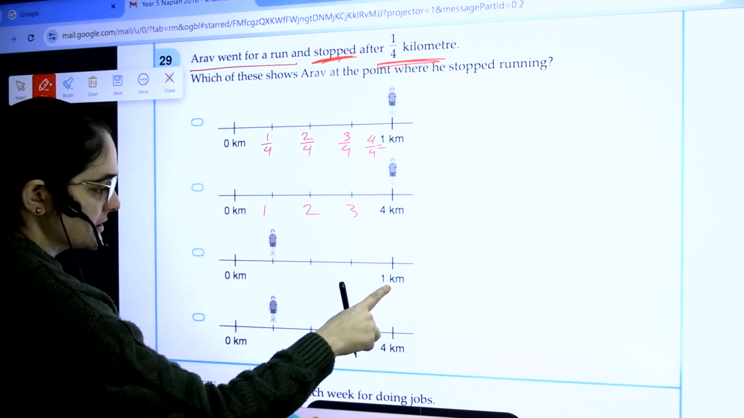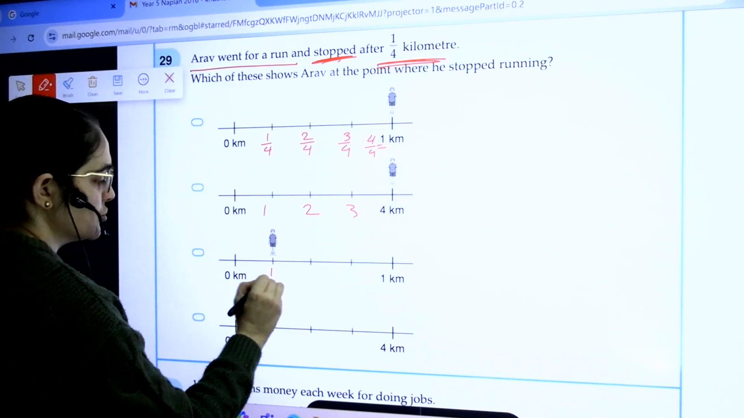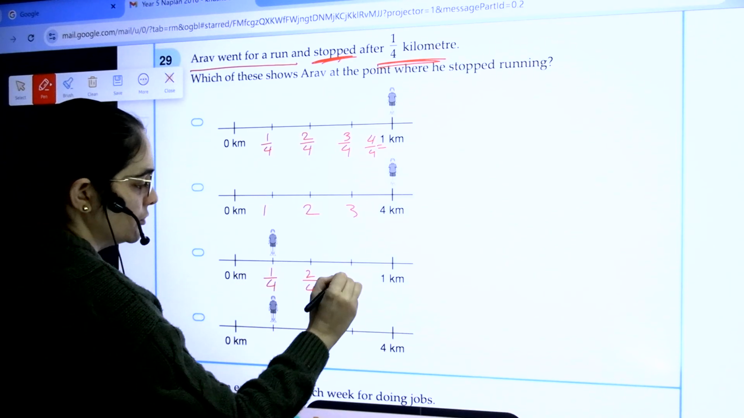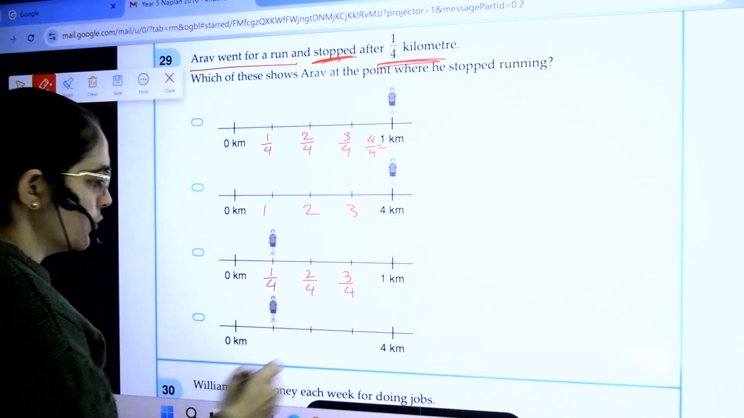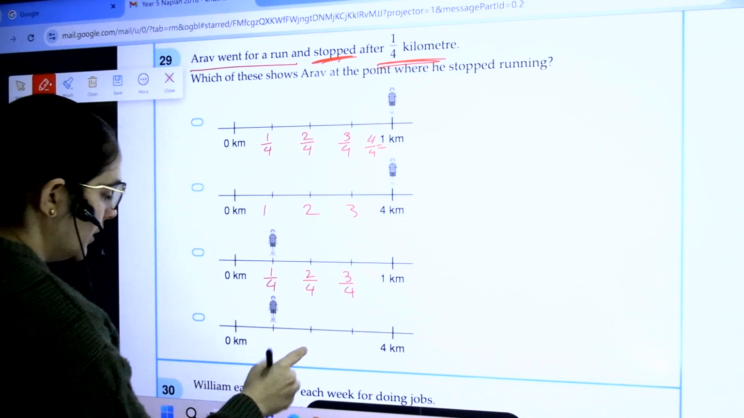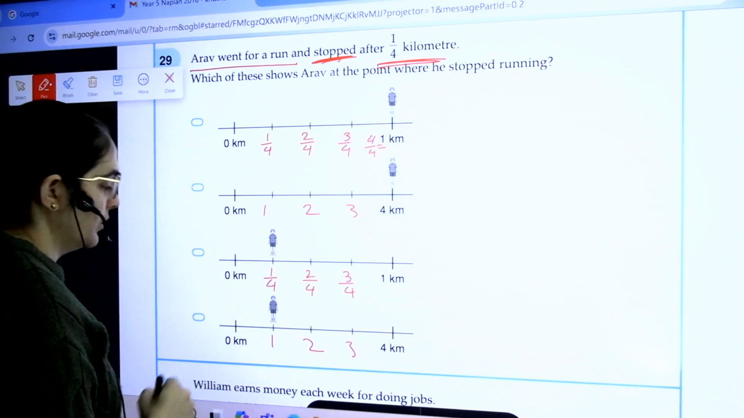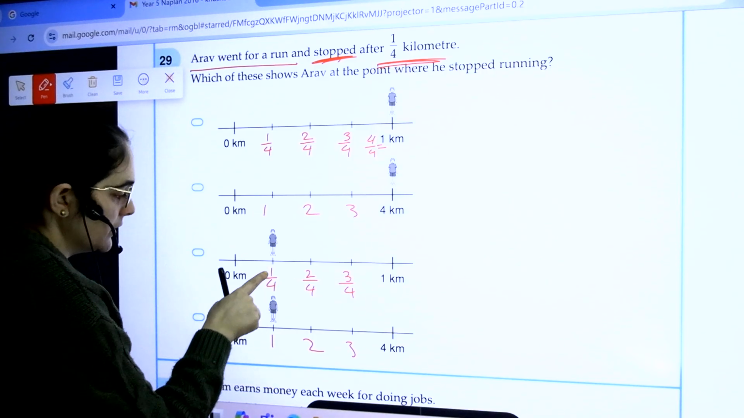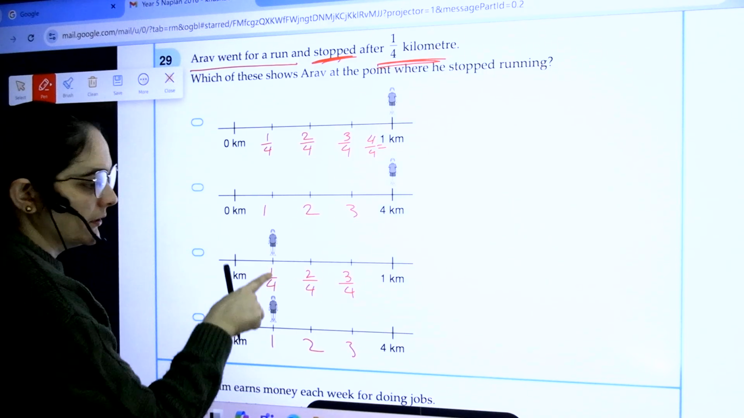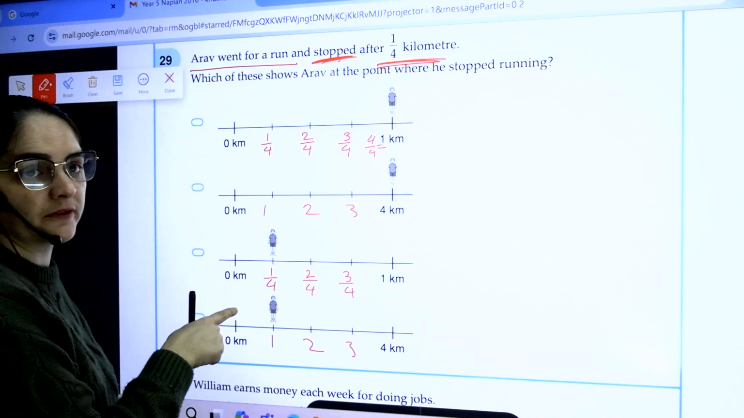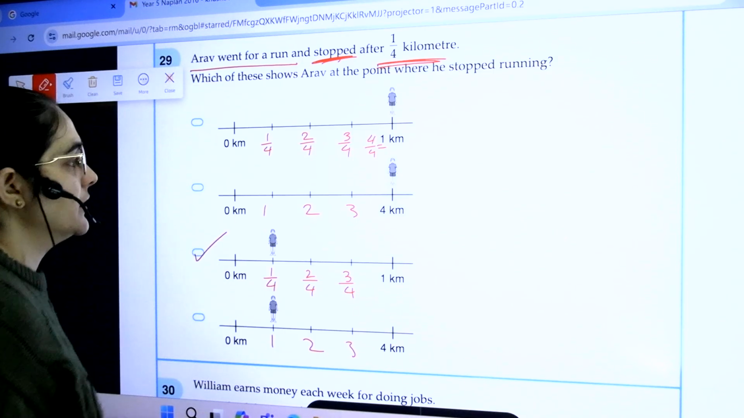For this one, it's again 0 to 1, so it has to be a fraction. 1 quarter, 2 quarters, 3 quarters, 4 quarters is a whole. Here it's 1, 2, 3, 4. So see, in the third one, he stopped after 1 kilometer. This number line is showing that he stopped after 1 kilometer. So this is the correct answer.